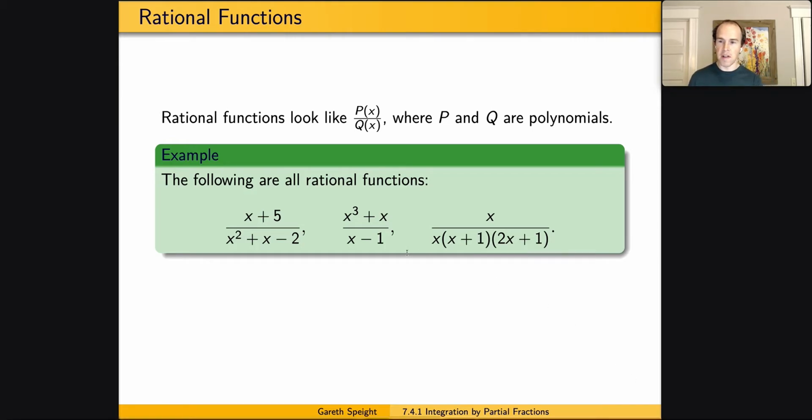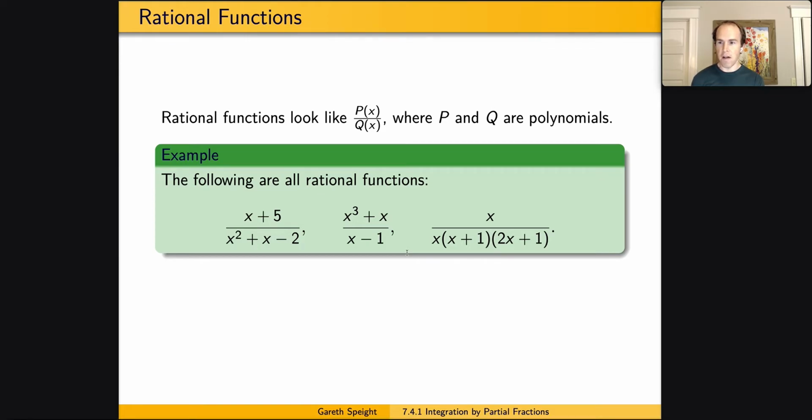Similarly with x cubed plus x over x minus 1, it's a polynomial divided by another polynomial, so it's a rational function. And x over x times x plus 1 times 2x plus 1: it doesn't matter if it's factorized or not, it's a polynomial divided by another polynomial, so it's a rational function. As you can imagine, there are lots and lots of different rational functions. The top could be a polynomial of any degree, and the bottom could be a polynomial of any degree. So there are quite a lot of things that we might want to try to integrate.